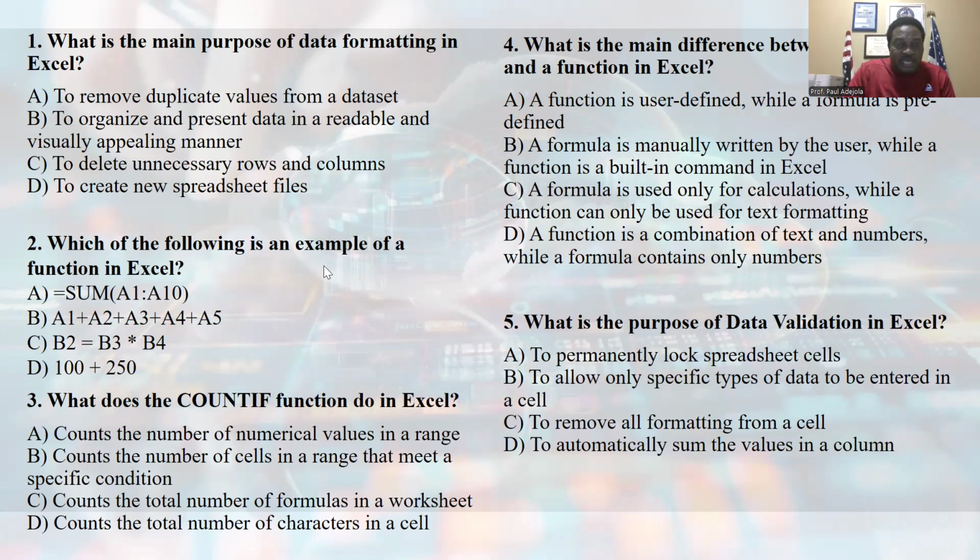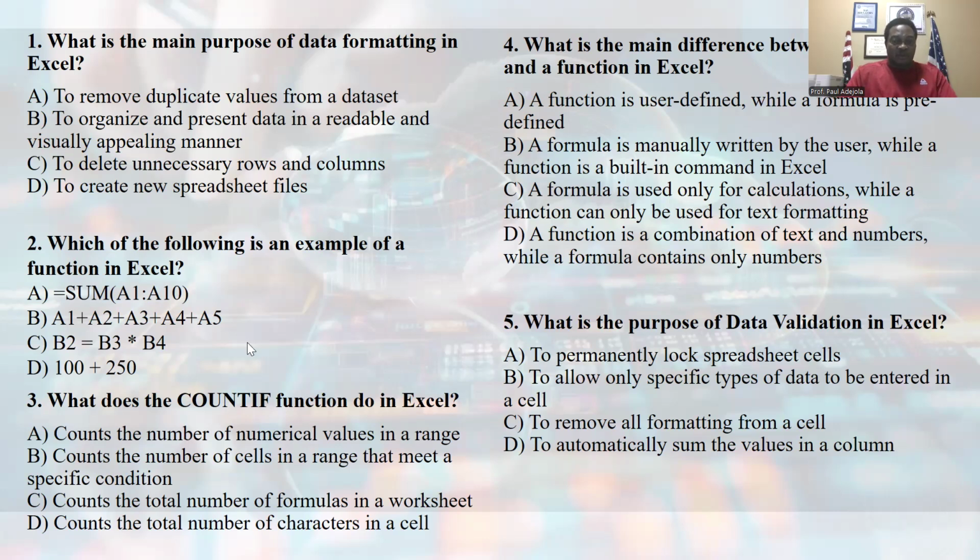Question 2. Which of the following is an example of a function in Excel? A, equal to SUM A1 to A10, cell A1 to A10. We're talking of a function now. B, A1 plus A2; C, B2 is equal to B3 star B4; D, 100 plus 250. If you have really followed the demonstration I did earlier, you will know the answer to this one is A.